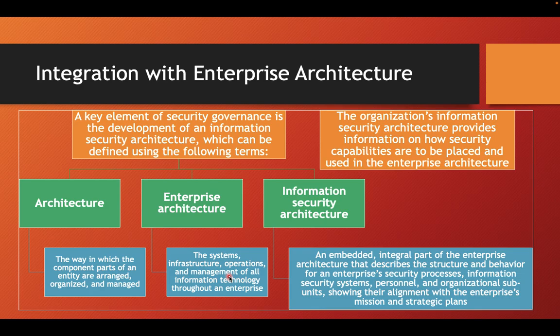We said that security governance is the development of an information security architecture. So we start with the first one, which is architecture, the second one enterprise architecture, and the third one information security architecture. First of all, architecture is the way in which the component parts of an entity are arranged, organized, and managed. When we say architecture, it is the way the component parts of an entity or an organization or an enterprise are arranged, organized, and managed.